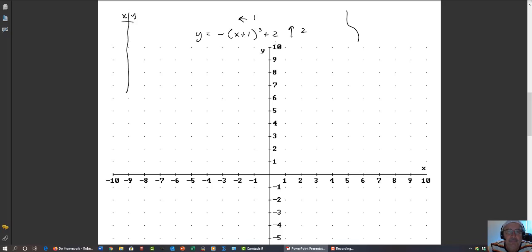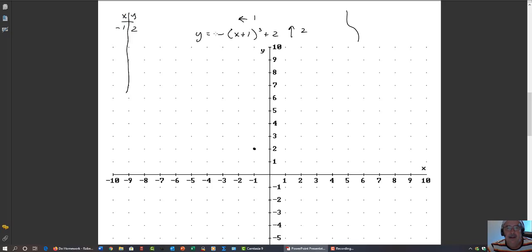And if you're not sure about your shifting still, if you go left 1 and up 2, this is the point I want to check: -1, 2, and make sure it makes sense in here. So ask yourself, if I put -1 in here for X, will Y be 2? And I think you're going to find out, yes, it will. Okay, so try that out.